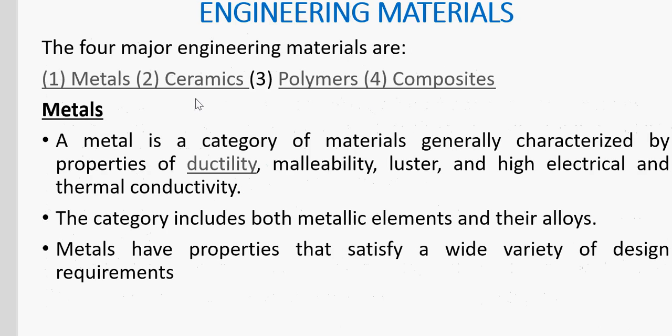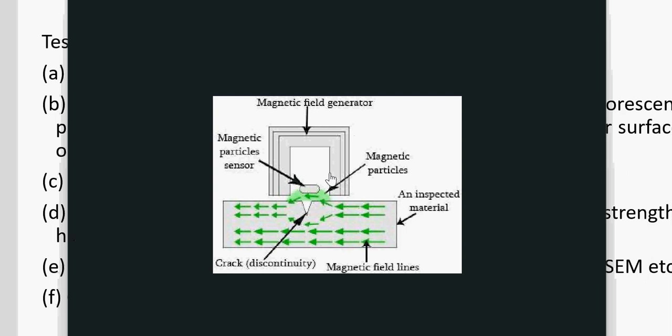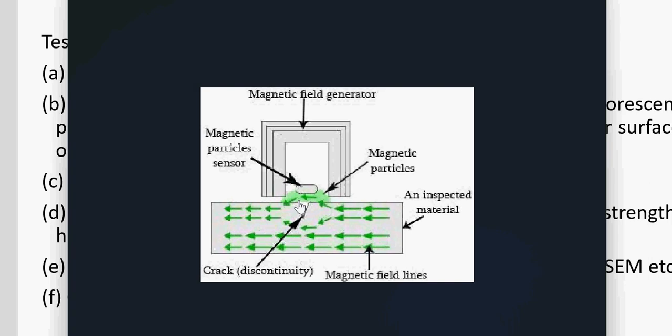So let's look at magnetic particle testing. Look, you can see this is a defect. So when you use this, it can sense this defect. You pass the magnetic particle into the cast, and then your response here, this is the sensor, it is able to sense these defects.